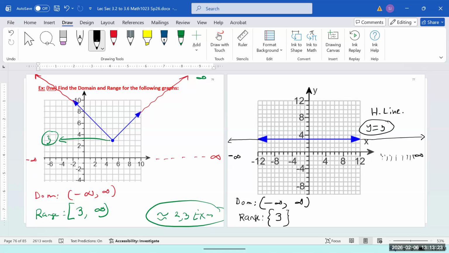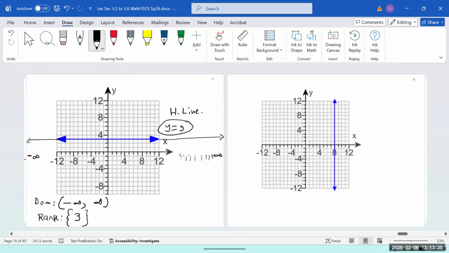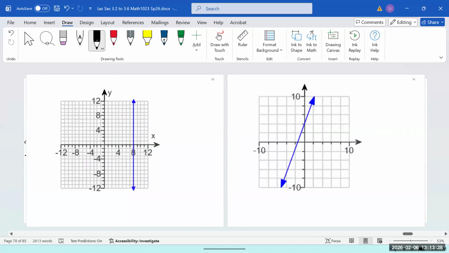Can I flip my page? Okay, then. Two more. Try them and let me take the attendance. Find the domain and range.